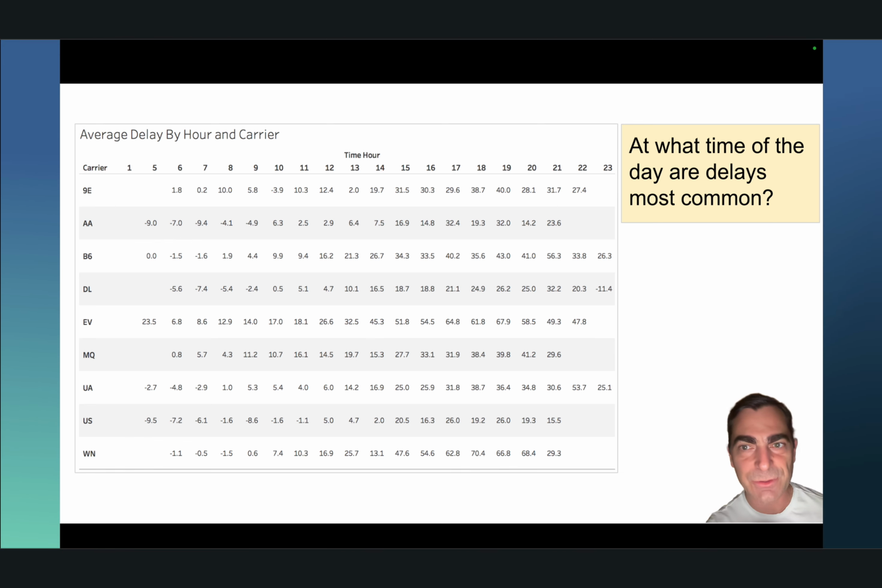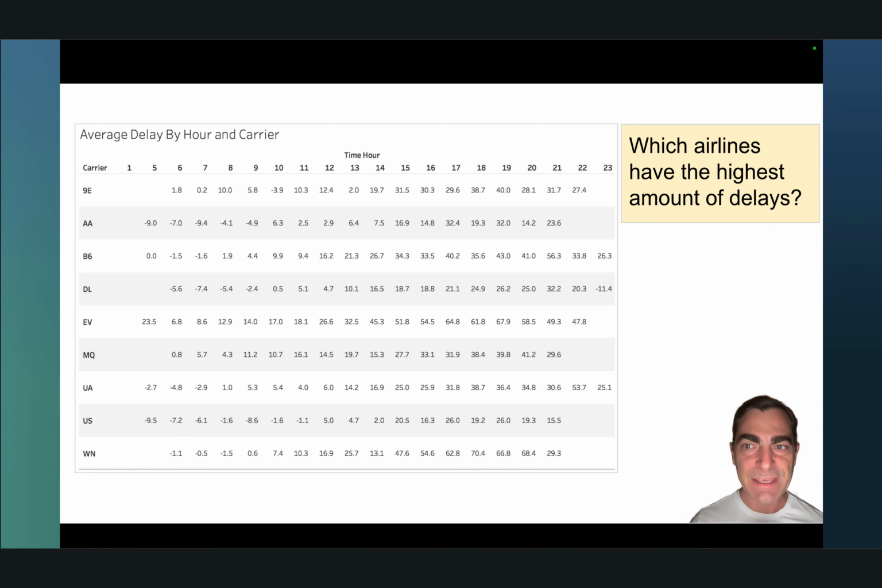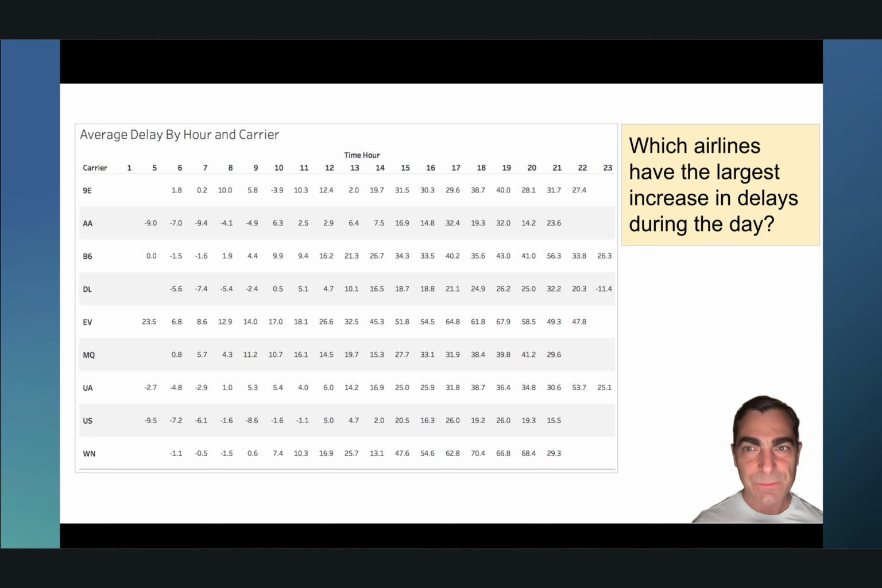Let's try with the second question. Which airlines have the highest amount of delays? So now I'm kind of scanning row by row, trying to see some numbers, but I'm not really sure. I can't tell. And next question. Which airlines have the largest increase in delays during the day? So now I have to look at increase. So now it's not only I have to focus on each row at a time, but also how steep is the increase at any given time. That's really, really hard.